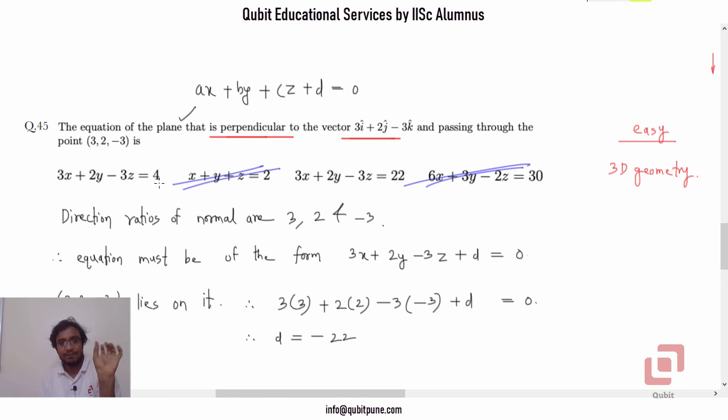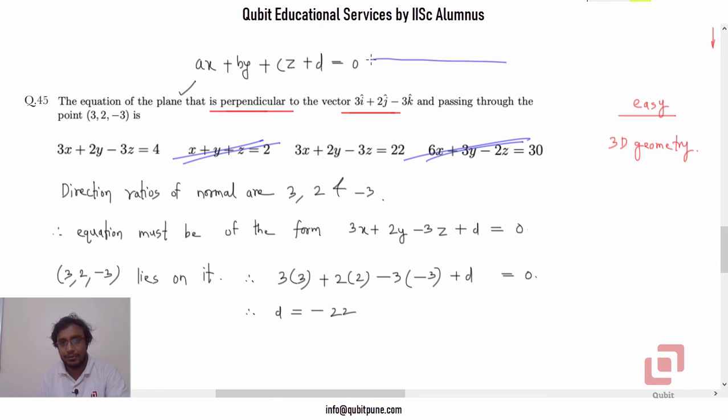You could have checked it by substituting the coordinates of the point, which one of them contains this point, because these two represent parallel planes. Or alternately, you could take this forward and substitute the coordinates of the point (3, 2, -3) here. Okay, (3, 2, -3) lies on it, so 3 into 3 plus 2 into 2 plus -3 into -3 plus d equal to 0.